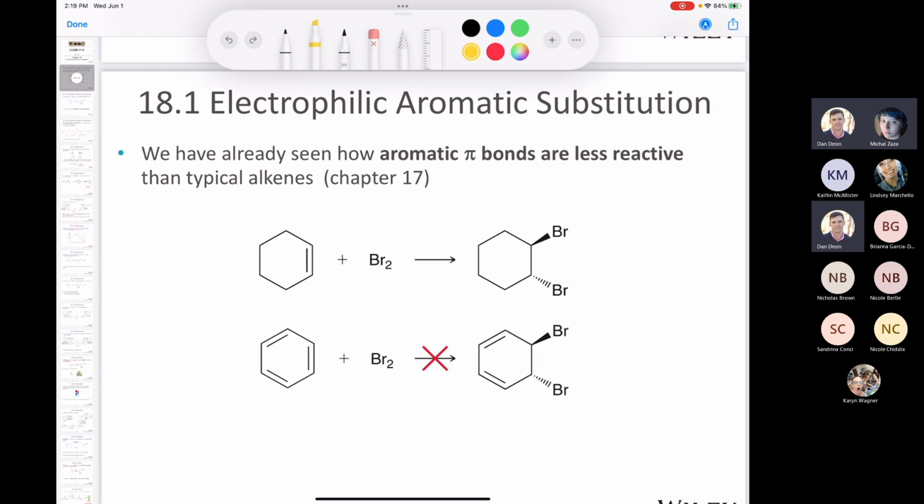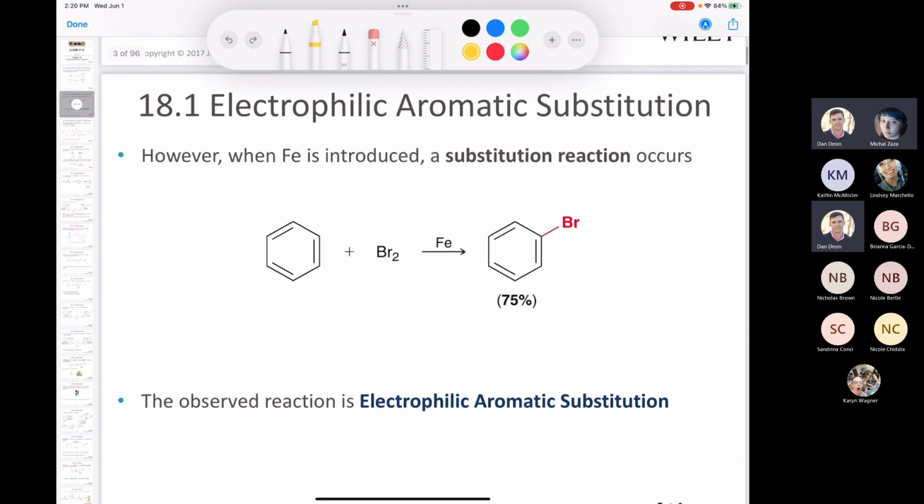But if we try the same thing with benzene, again in chapter 17, we said benzene has a closed shell electron configuration. All of the bonding molecular orbitals are filled, and therefore it is unreactive. It has a stability associated with it such that it won't react with bromine. This won't happen. And so is there anything that we can do to cause benzene to become reactive towards an electrophile? Well, let's take a look here.